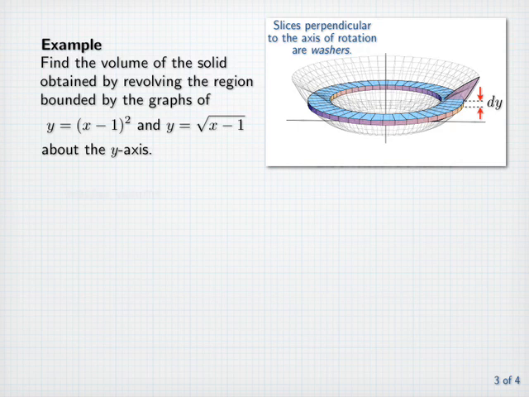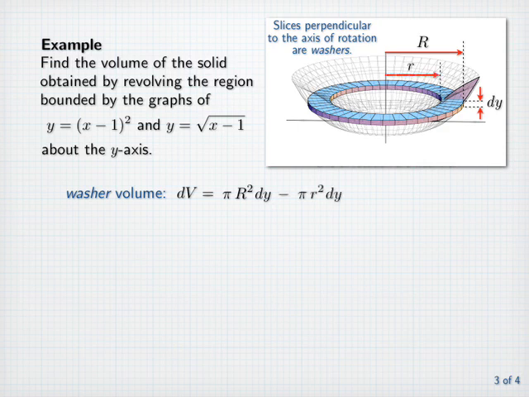Its volume dV will be pi times the outer radius capital R squared dy minus the volume of the hole, which is pi times the inner radius little r squared dy. Notice that this can be factored and written as pi times (capital R squared minus little r squared) dy. Note that this is the difference of the squares of the radii, not the square of the difference.